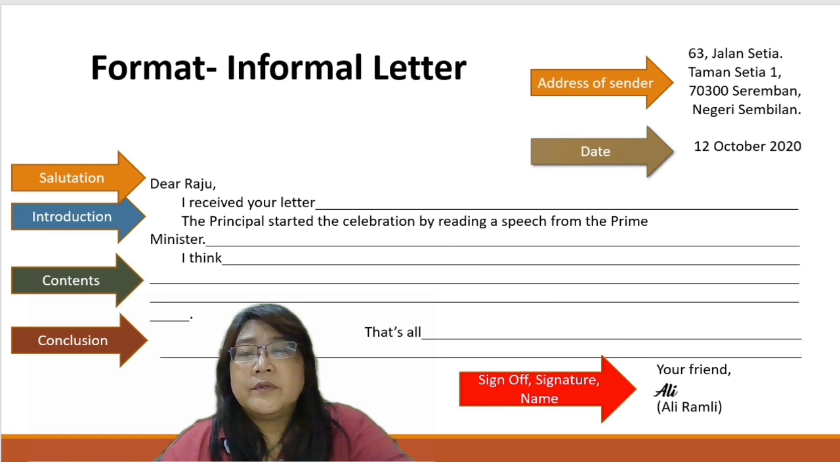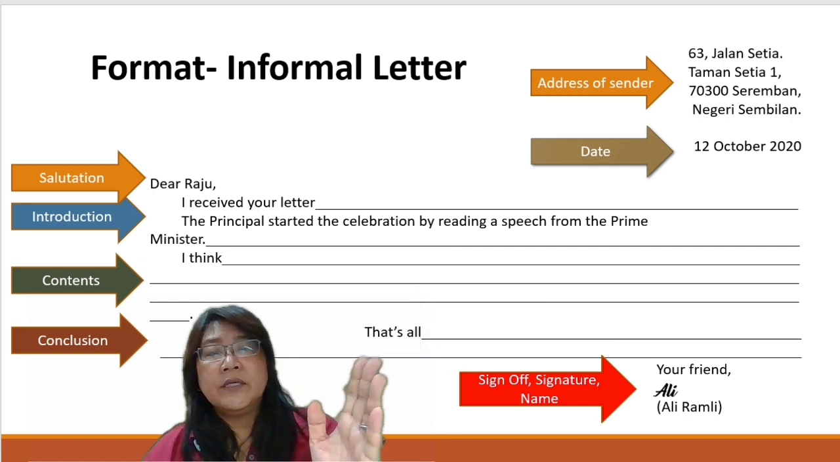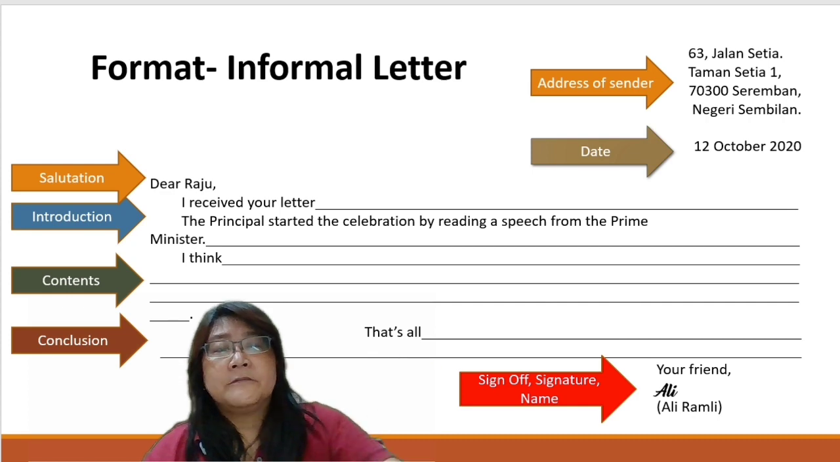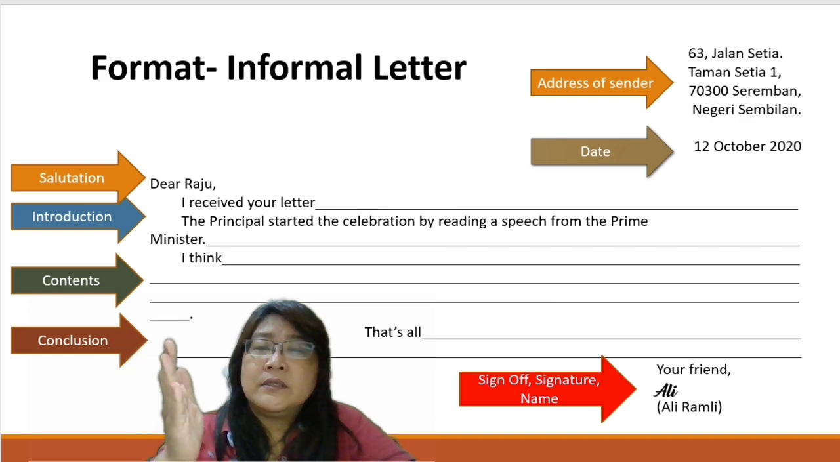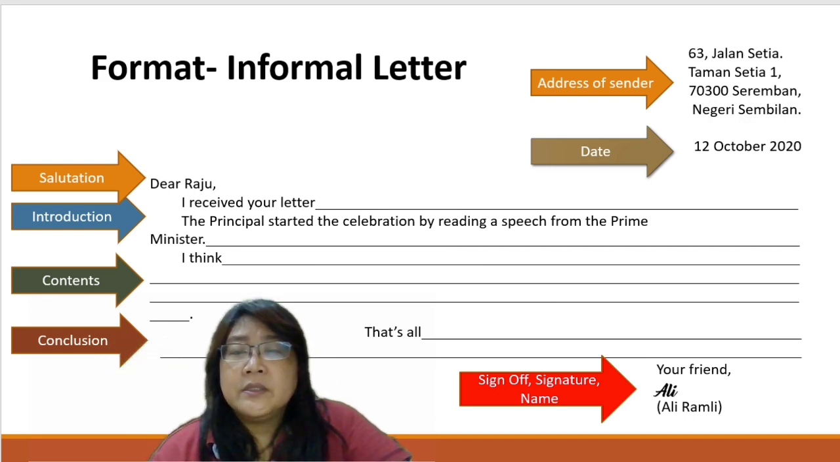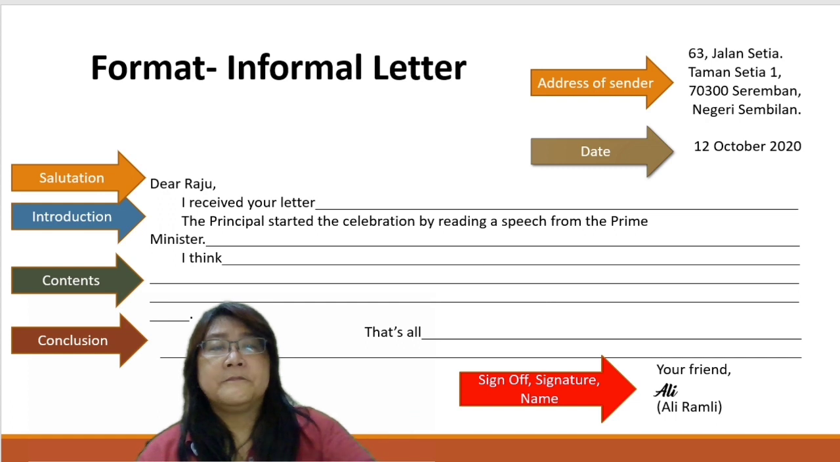This is the format for the informal letter. First of all, you must have the address of the sender. So on top there will be the address, and then you have the date. Then you have the salutation here, Dear Raju, followed by the introduction, and then there is the content and also the conclusion. And then don't forget, you have to sign off here. Then you have to write your friend Ali. So you can write the full name, Ali Ramli.